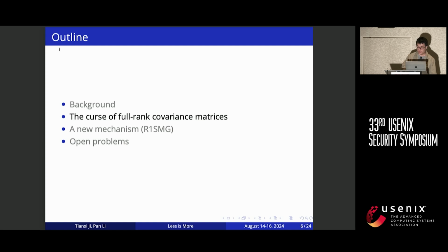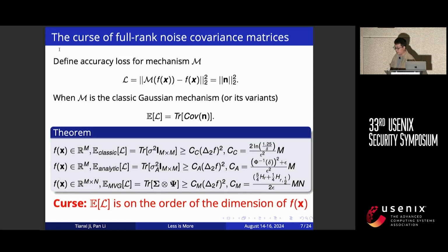Now I will show the limitations of these existing schemes. First, we define a very generic accuracy loss for any mechanism. It is just the difference between the mechanism output and the original query result. Since this is a noise addition, L just equals the squared Frobenius norm of the noise. When M is the Gaussian mechanism or its variant, we can show that the expected loss always equals the trace of the covariance matrix. When M stands for the classical, analytic, or matrix-variate Gaussian mechanism, the trace can be expressed differently, but they are all lower bounded by the squared sensitivity scaled by some constant, and all those constants have linear dependence on the dimensionality of the query.